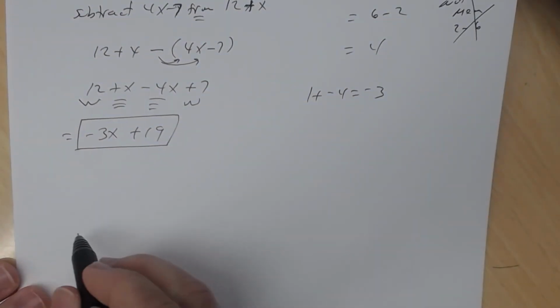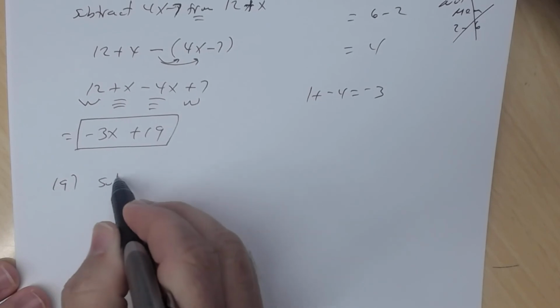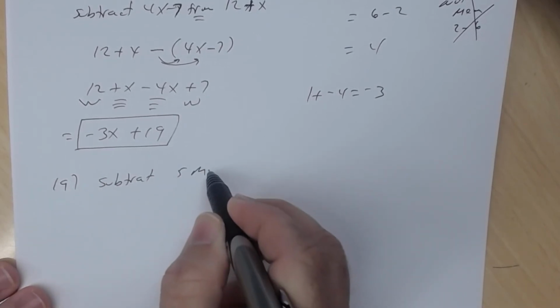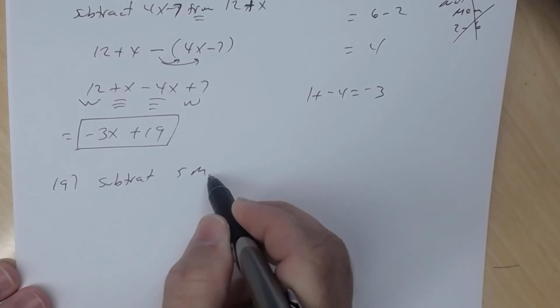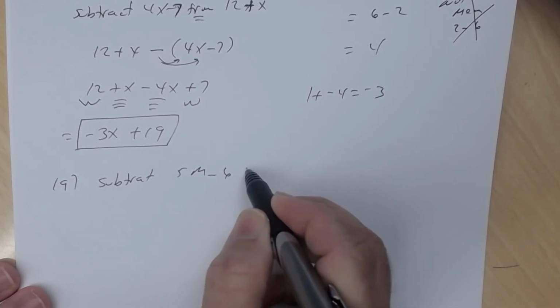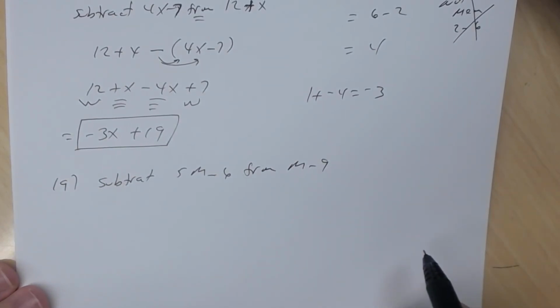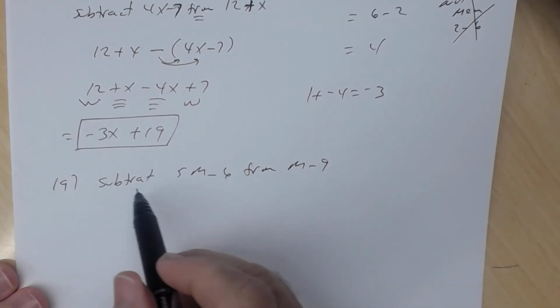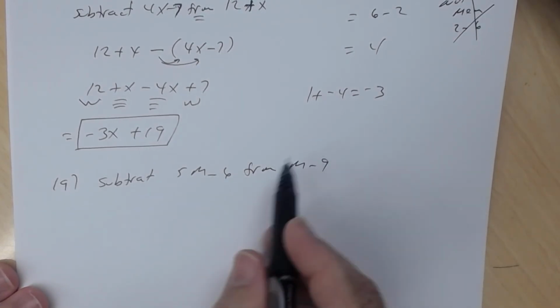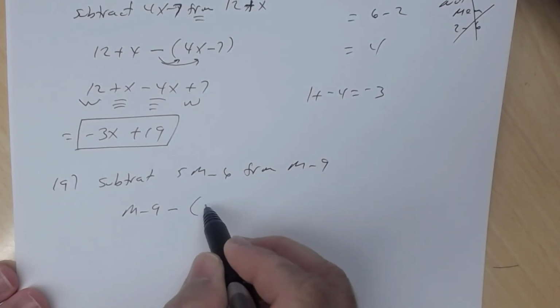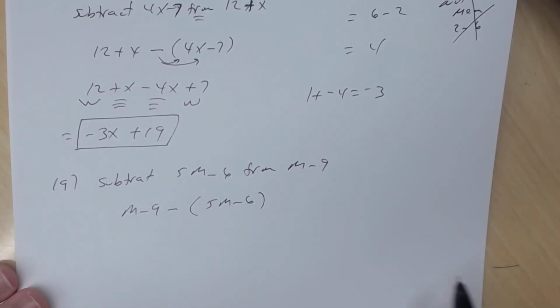Okay, let's do one more with this. Number 19, suppose it said subtract 5m minus 6 from m minus 9. So again, subtract from. So you've got to put this first. So this is m minus 9. Subtract, and you're subtracting this expression. So you've got to put that in parentheses, because you're subtracting both of these terms.